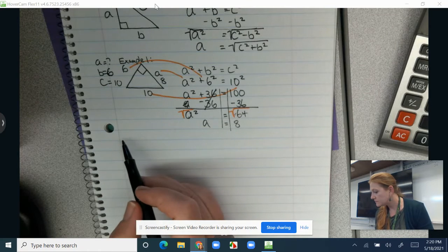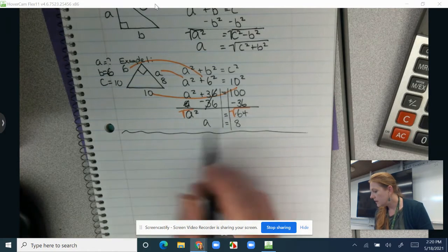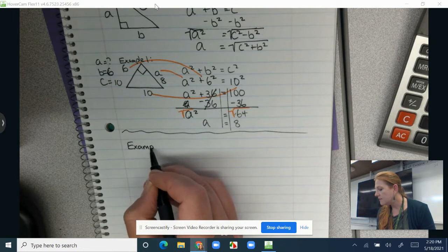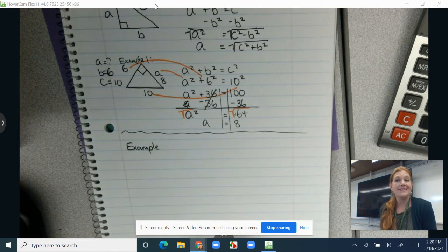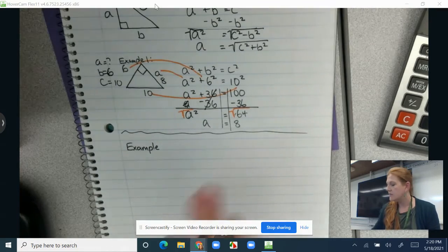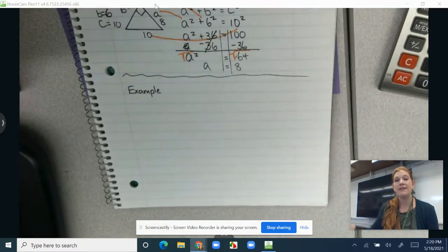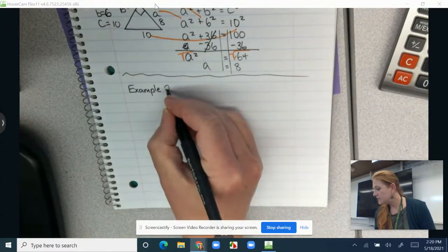In example 2, just like the last time we did an example, I'm going to give you some numbers that don't come out to nice answers. They don't come out to nice, simple numbers like 8, and that's okay. We don't need them to. We have a calculator for that. Example 2.